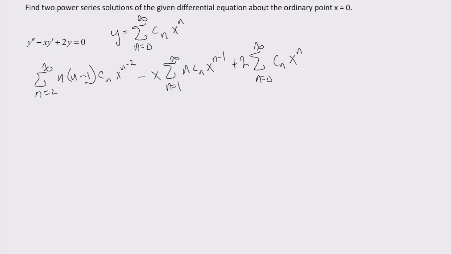Okay, so then from here, I want to absorb that x into that second term there. So I'm going to copy most of this down. So n times n minus 1, c sub n, x to the n minus 2, minus, and then this will become n c sub n x to the n. So I multiply x in, that means I'm adding 1 to an exponent of n minus 1, so that just gets me to the n.